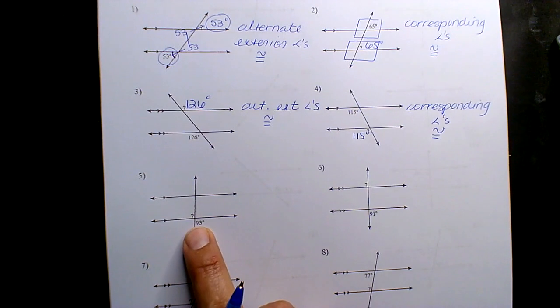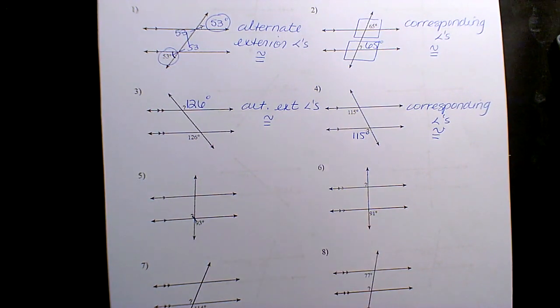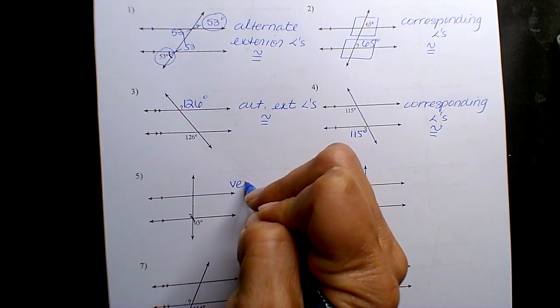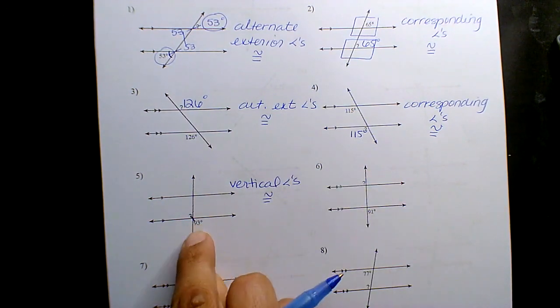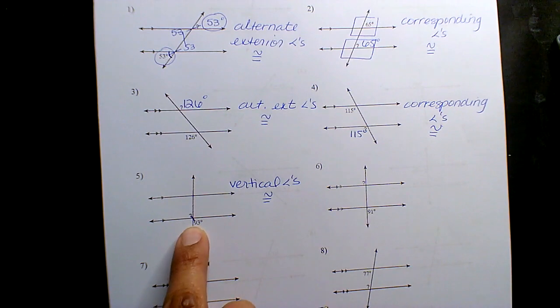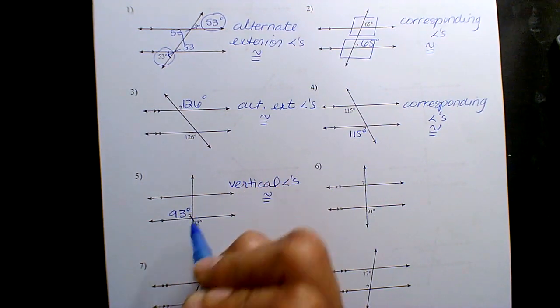All right, 5, what's that relationship here? They're just kind of opposite of each other. Starts with a V. Very good, vertical. And vertical angles are congruent, so this is 93 degrees. This degree is what? Yeah, 93.